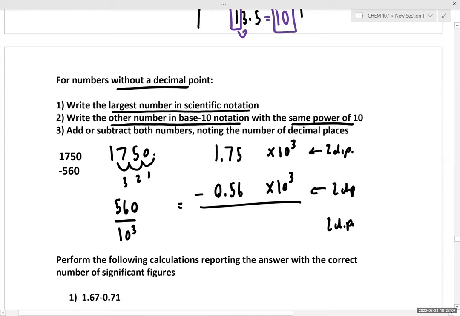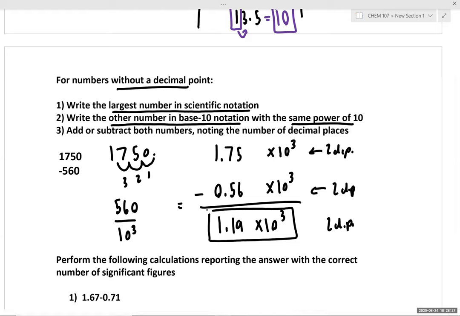So that in turn gives us 1.19 times 10 to the third. I like this base 10 method because it also gives you your final answer in scientific notation, and it makes it very easy for you to count the number of decimal places. Does that make sense? So you're welcome to use either method. I'm just showing you multiple methods of tackling these types of addition and subtraction operations.